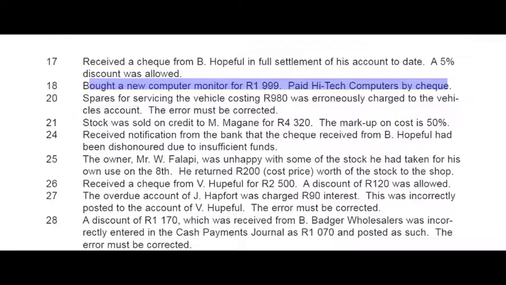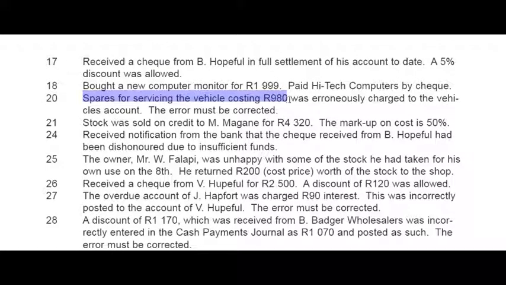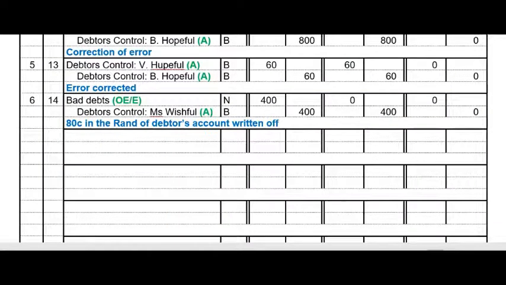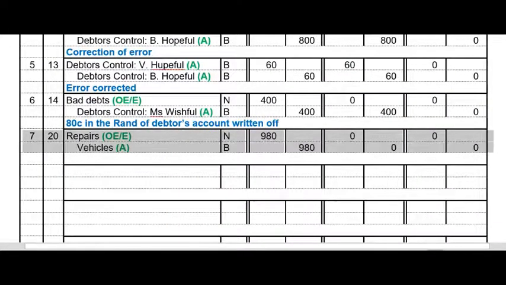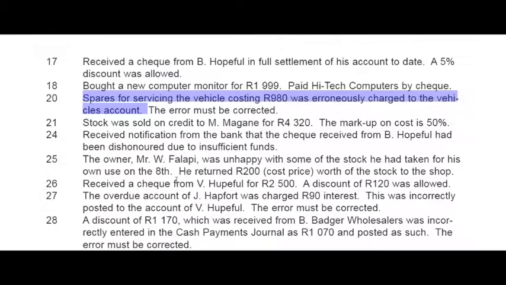Next transaction, spares for servicing the vehicle costing 980 was erroneously charged to the vehicle's account. In the general journal, we will go and debit repairs, we will credit vehicles, and we will say correction of error. The next transaction on the 21st said stock sold on credit to M.